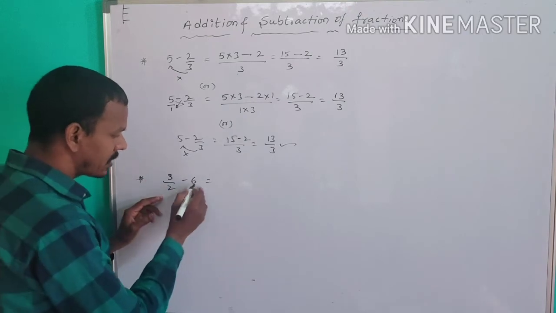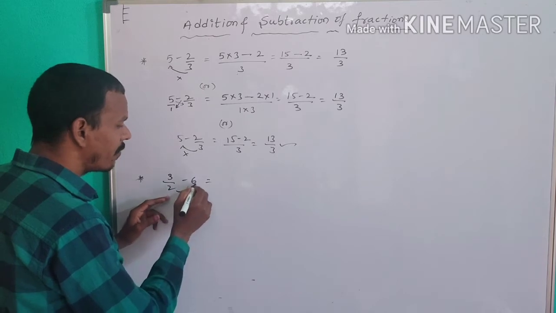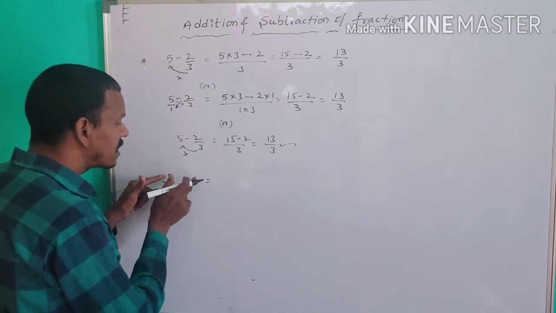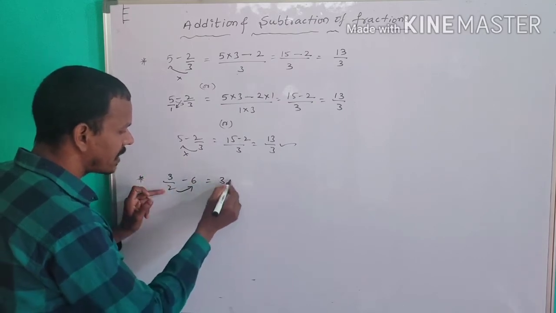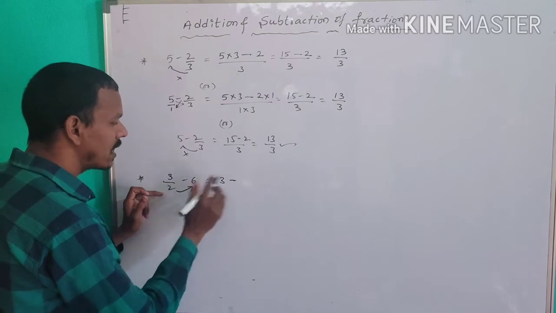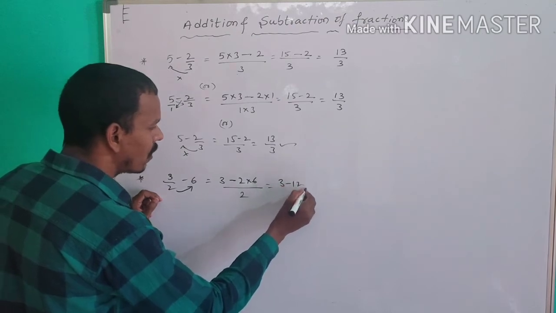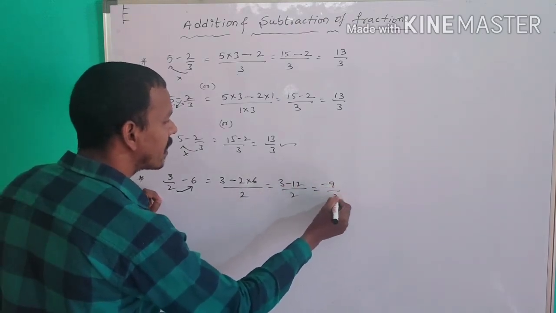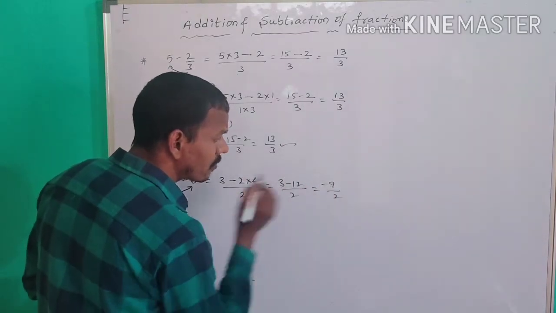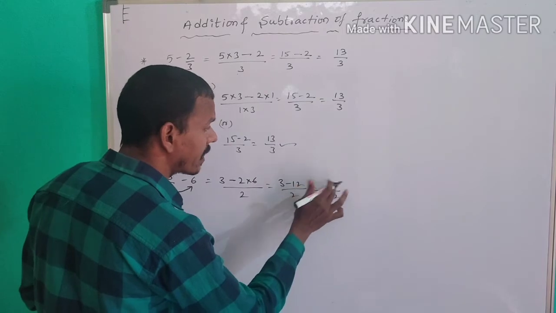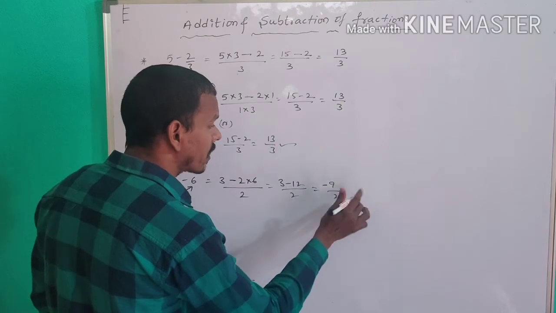So 3 by 2 minus 6, there is no denominator. So we multiply the denominator and the number, and that result is subtracted from 3. This 3 has a denominator, the middle sign is minus, and 2 sixes are 2 into 6 by 2. That equals 3 minus 12 by 2, which equals minus 9 by 2. It is the answer. 3 minus 12 is minus 9. Some people write directly 9 by 2. That is wrong. When we have to take minus, that is correct.